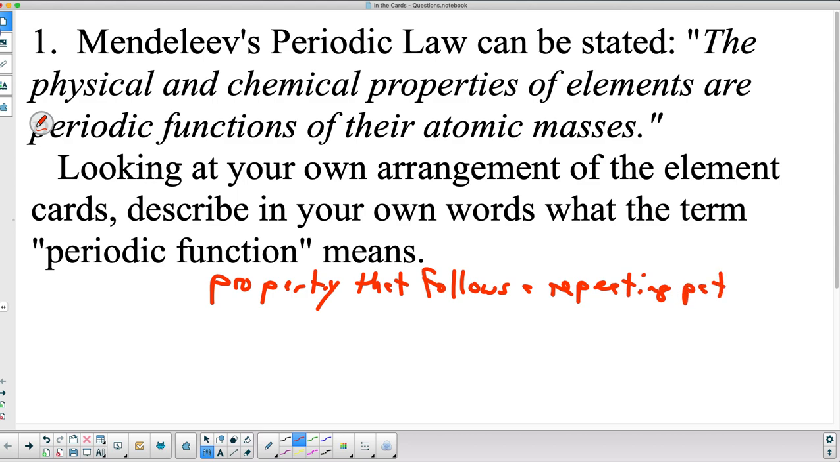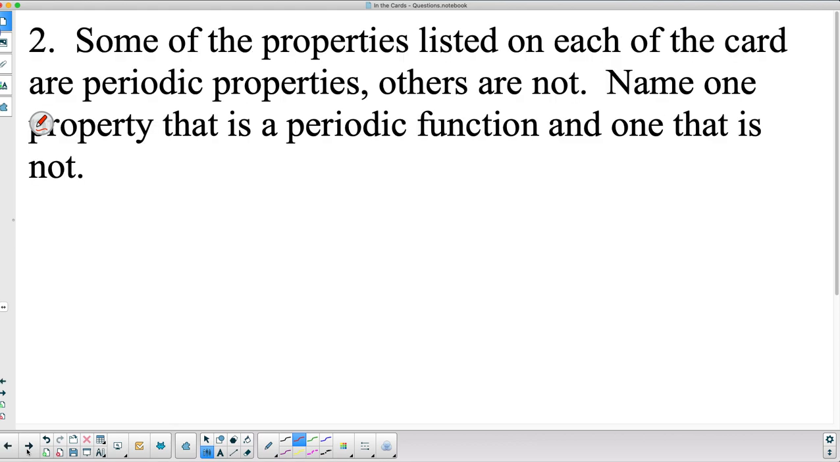And we're going to show that in an example of the ionization energy on question number 5 further on down. So let's keep going. A property that follows a repeating pattern, that's what it is. So some of the properties listed on the card are periodic properties and others are not. Name the properties that are periodic functions. So let's talk about which ones are on the card.